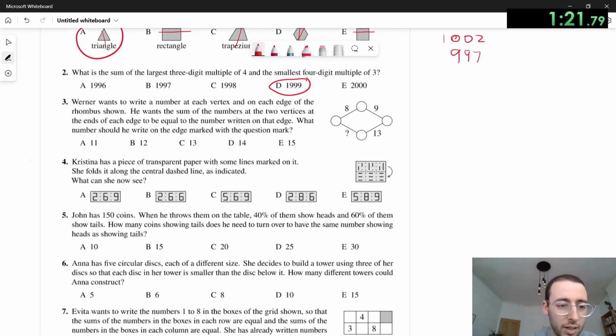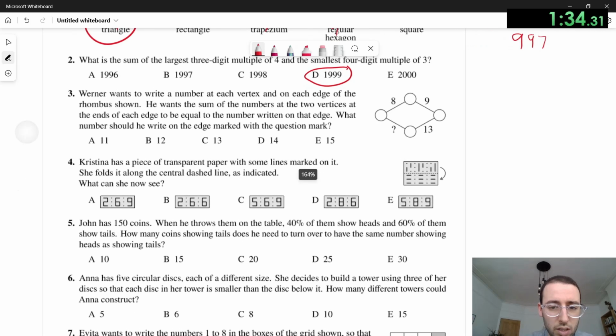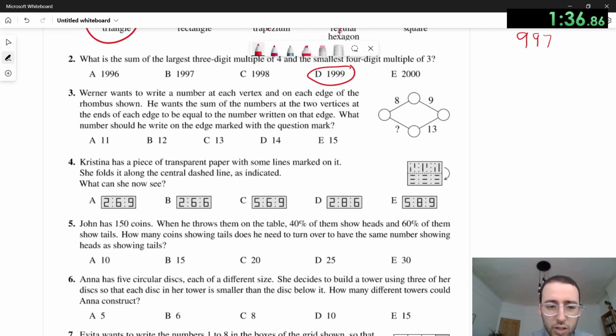Oh, God. He wants to write a number on each vertex and on each edge of the rhombus shown. He wants the sum of the numbers at the two vertices to be equal to the number written on the edge. What? A number on each vertex and on each edge. What number should go here? A, B, C, D.